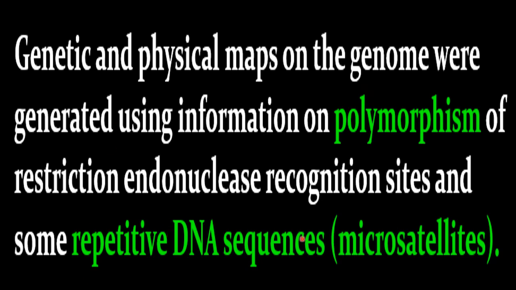What are these repetitive DNA sequences? These are called microsatellites. You will learn about microsatellites in detail in this chapter, in the next topic. Okay, so what is the base here? Polymorphism and microsatellites which are present in the human genome.